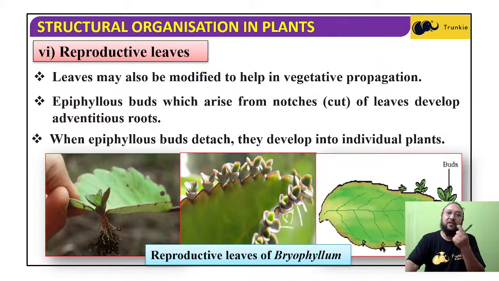Epiphyllous buds arise from the notches or cuts of the leaves. If there is a cut or notch, or any kind of tear, adventitious roots are formed there. You can see in the first diagram, this one is forming the adventitious root, and this one also, and the new plant is growing on the upper side. So there is a notch where the adventitious root is formed, and that gives rise to a new plant, a new individual plant body. So that is vegetative reproduction.